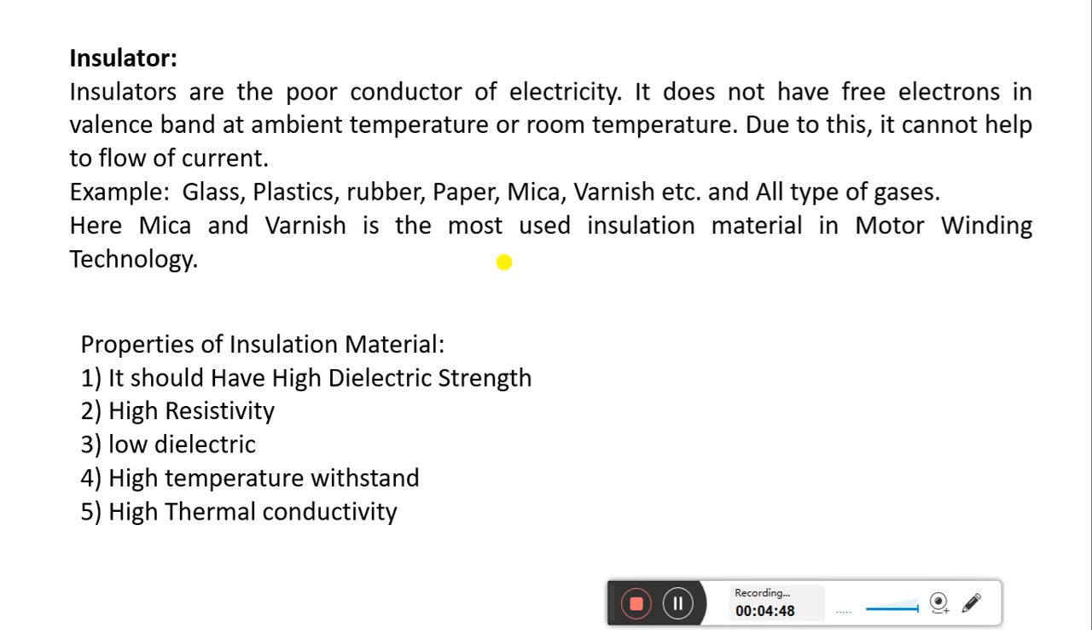Examples are glass, plastics, rubber, paper, mica, varnish, etc., and all types of gases. Here mica and varnish are the most used insulation materials in motor winding technology. So these were the examples of what materials come under the insulator.